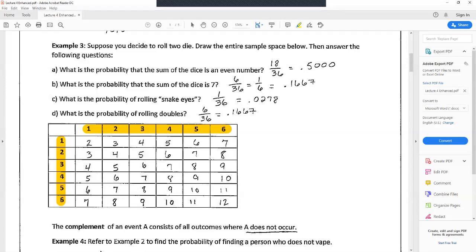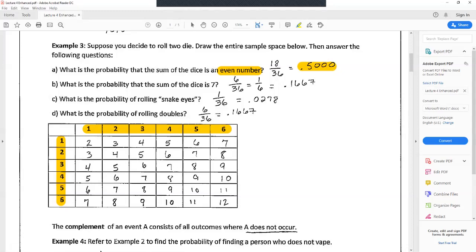It says, what is the probability that the sum of the dice is an even number? Well, if we look at this table, we can see that even numbers appear every other entry on each row. And since there are 36 boxes that we had to fill in, and 18 of those are even numbers, then 18 out of 36 are even, which is 50%. So that takes care of part A.